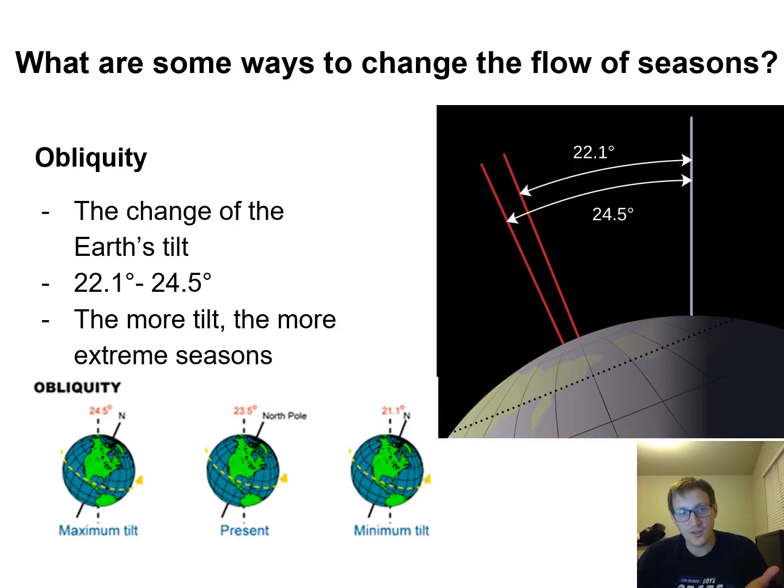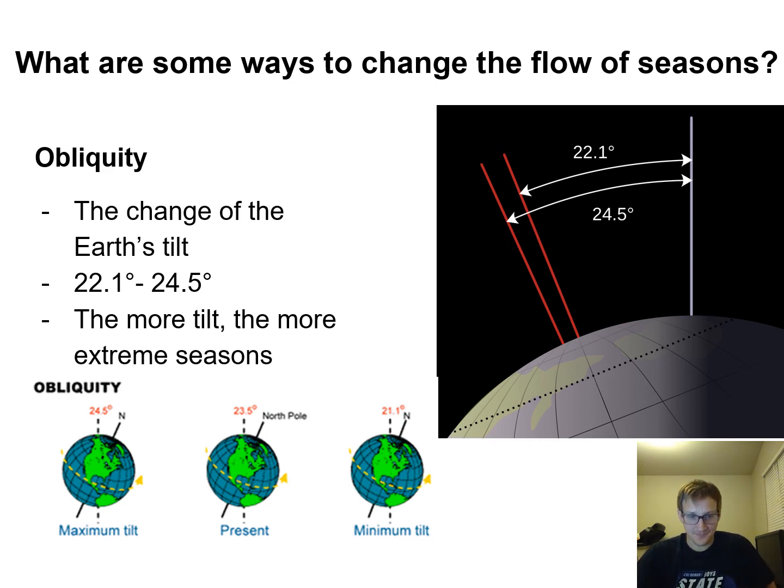Okay, what are some ways to change the flow of the seasons? The Earth's tilt ranges between 22.1 and 24.5 degrees. On average, it's about 23.5. It doesn't change very much from year to year. I looked it up earlier, and I'll have to get back to you guys on how long it takes to go from one extreme to the other, but it's hundreds of thousands of years.